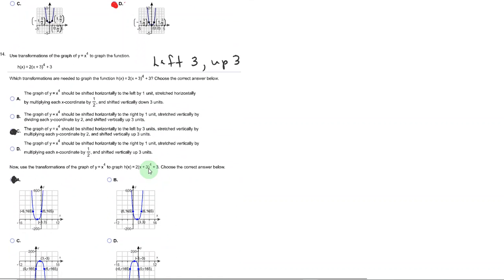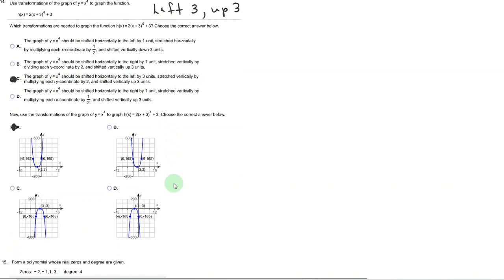Number 14, this transformation went left 3. Remember, inside it's kind of not intuitive. If it's positive, it goes left. If it's positive here, it goes up. So you can figure out which one says that, and then you pick the correct graph.